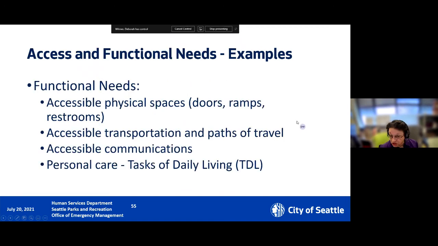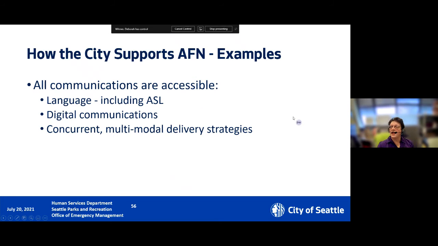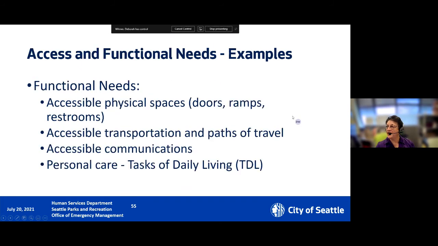Then we come to functional needs. This is an area that is most related to people with disabilities, although we need to remember that functional needs can also be a consequence of disaster. So think about breaking your leg or temporarily losing your hearing, for example. Those would be functional needs that would be a result of a disaster.